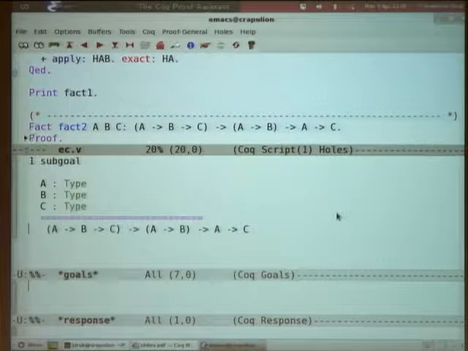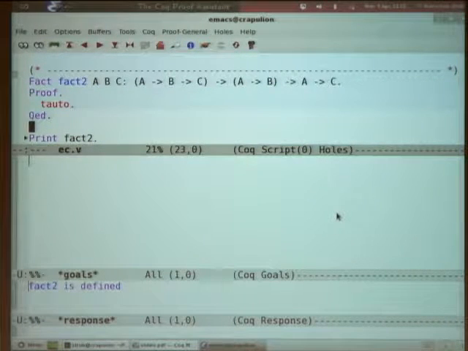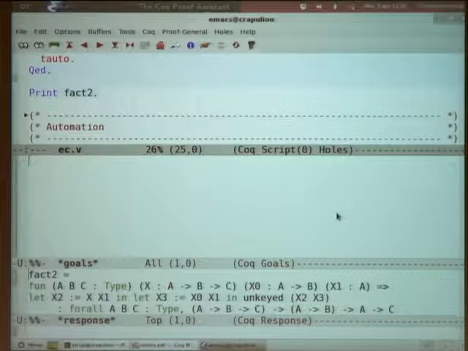So this is the same proof, fact 2, but now I'm using some tactic for tautology, first order tautology. And this is direct. And I can print the proof term here, and I have a proof term which is equivalent to the previous one.